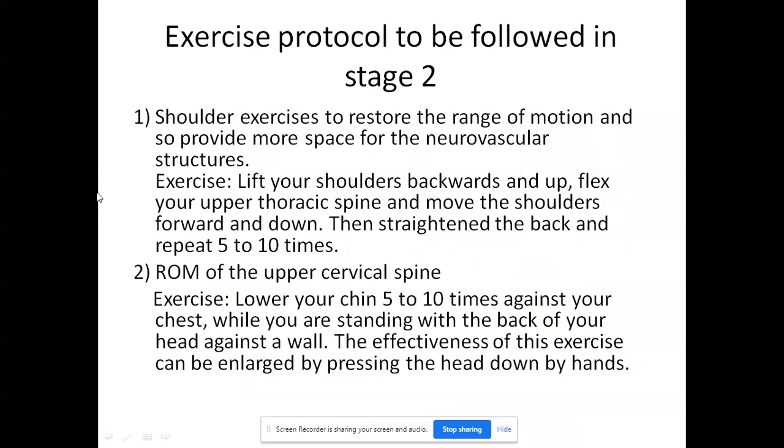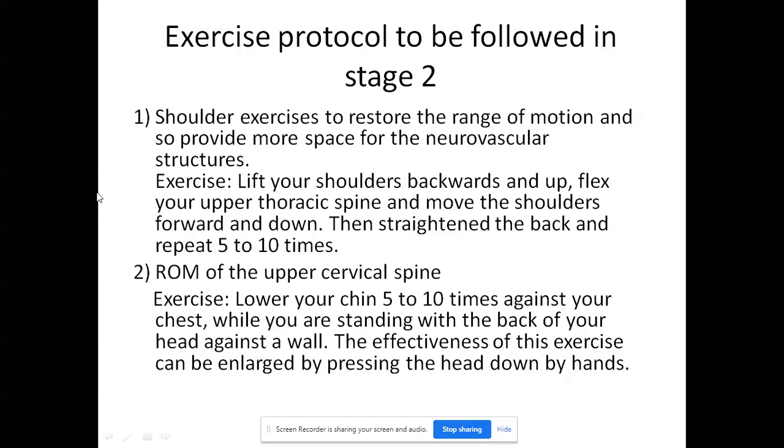Coming to the exercise protocol to be followed in stage 2. First one, shoulder exercise to restore the range of motion and so to provide more space for the neurovascular structure. Lift your shoulder backwards, that is extension, and up, that is abduction. Flex your upper thoracic spine and move your shoulder forward, that is flexion, down, that is neutral. This is your shoulder exercise to be performed in order to reduce the neurovascular compression. This exercise is repeated 5 to 10 times.